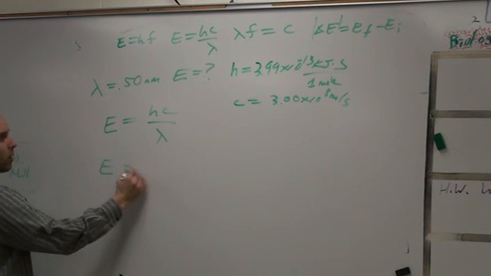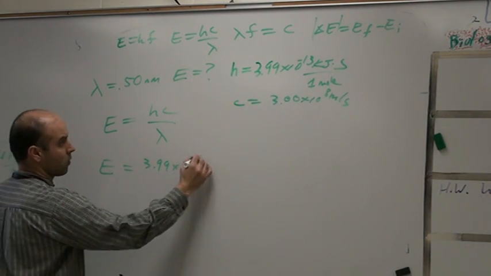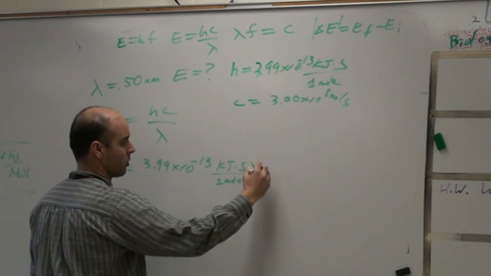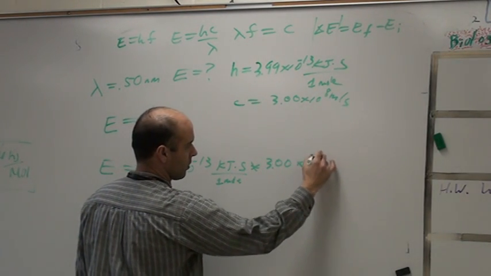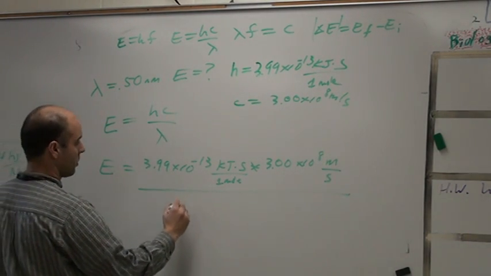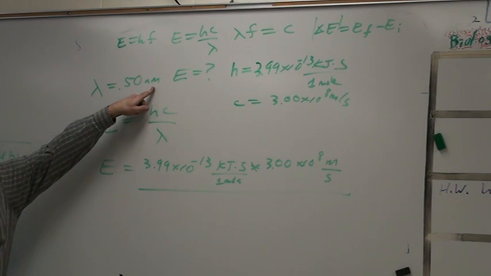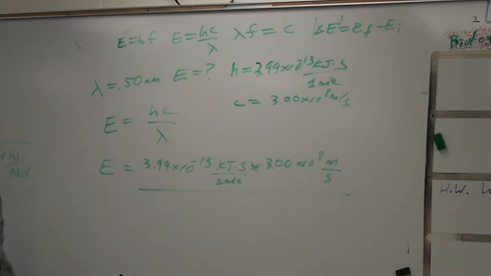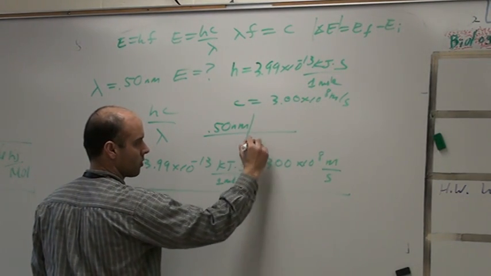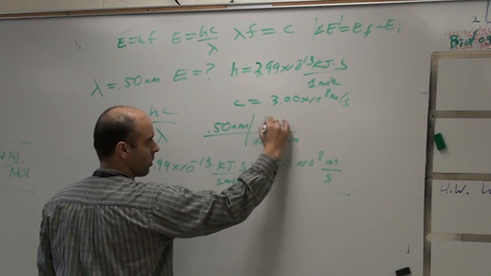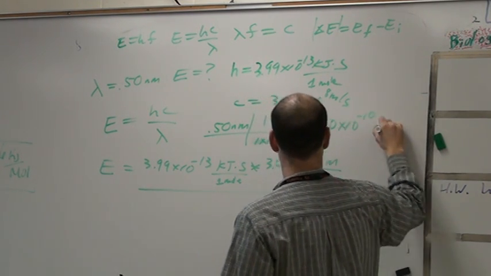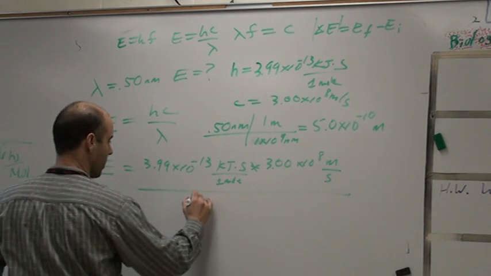So now we just plug in the numbers. We have to convert the 0.50 nanometers into meters. So 0.50 nanometers, 1 times 10 to the 9th nanometers gives me 1 meter, so that becomes 5.0 times 10 to the negative 10th meters. So that goes on the bottom.